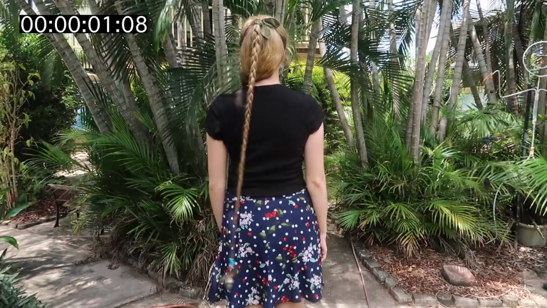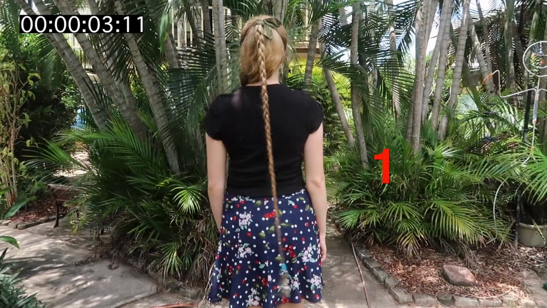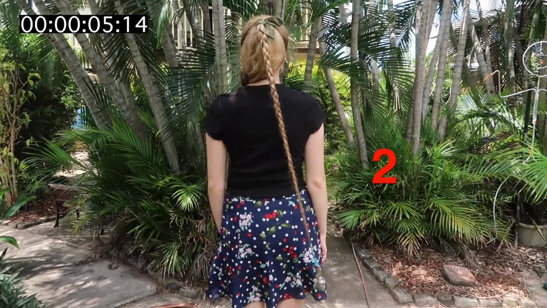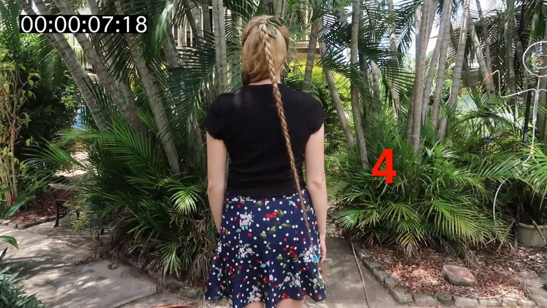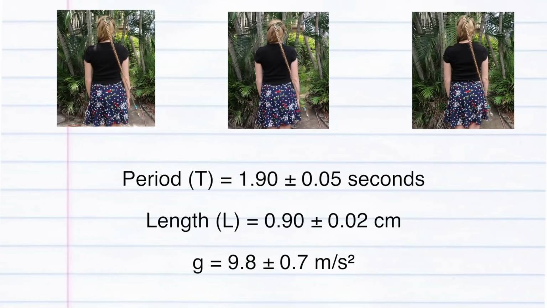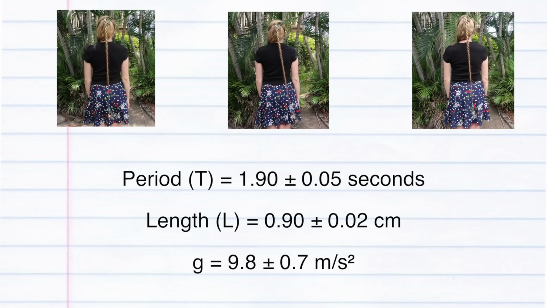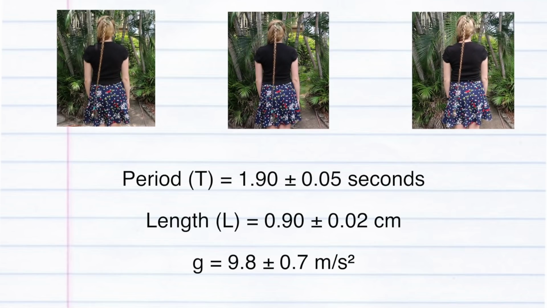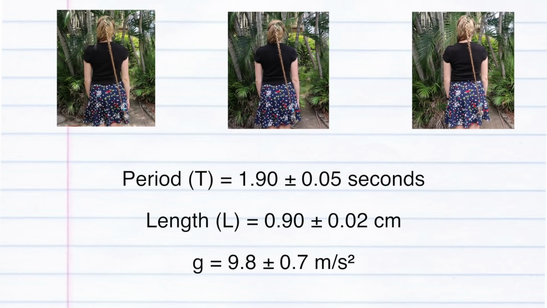Then I released the hair at an angle and timed 5 oscillations. This makes it easier to measure one period by dividing the time by 5 afterwards. I repeated this part of the experiment twice more and got an average period of 1.9 seconds with an uncertainty of 5 milliseconds. Putting my values into the formula for g, I get g equal to 9.8 plus or minus 0.7 meters per second squared.